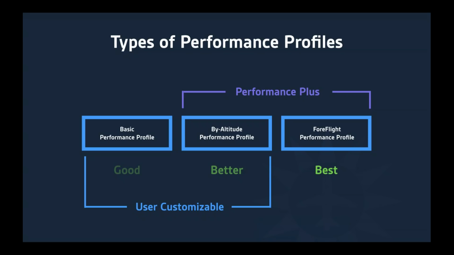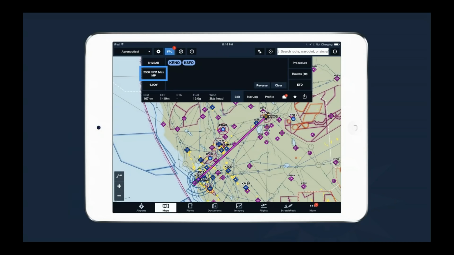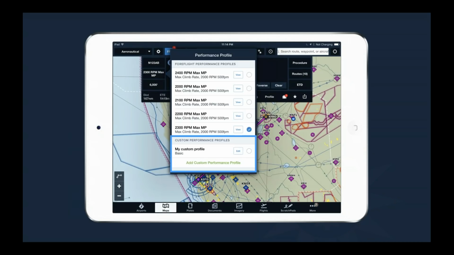We'll start with the basic profile. The basic profile allows you as a user to define an airspeed, fuel burn rate, and climb or descent rate for climb, cruise, and descent phases of flight. And we do that by tapping on the performance profile button, tapping into the profile menu, and at the bottom of the menu is an area called custom performance profiles. This is where you as a user can store all of your profiles that you like to use.